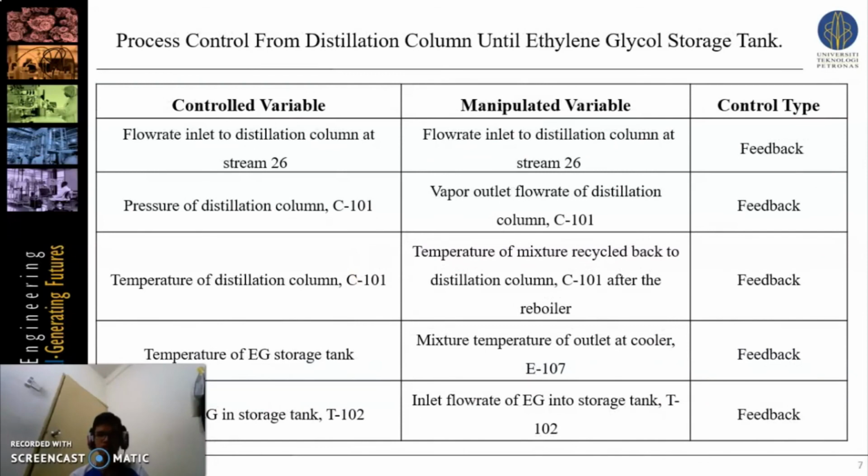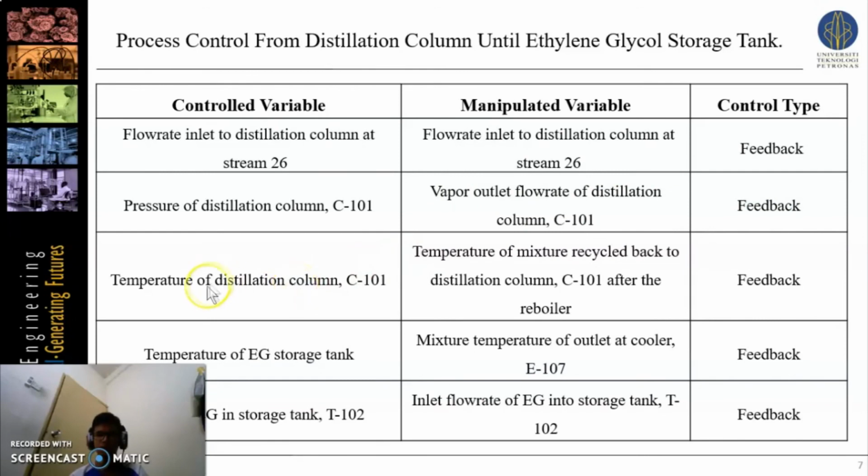The last section is process control from the distillation column until the ethylene glycol storage tank. The flow rate inlet to the distillation column is controlled by manipulating the flow rate at stream 26, using a feedback control system. Moving on, the pressure of the distillation column, by manipulating the vapor outlet flow rate of the distillation column, is controlled through another feedback control system.